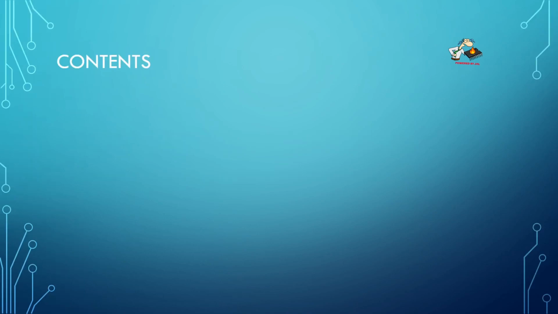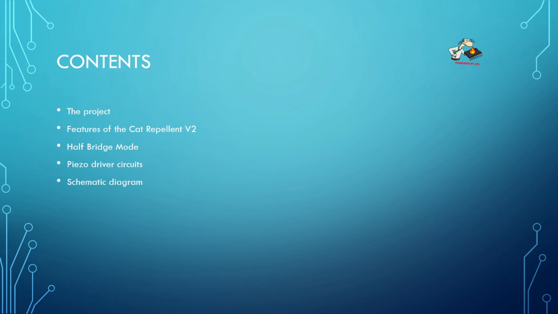So what will be the contents of this video? First, why I did this project. Then the features of the Cat Repellent version 2 and what version 2 is all about. Something about the half-bridge mode that I'm using to control the piezo buzzers. Then something about the piezo driver circuits that I investigated and the one that I'm using. The schematic diagram of this Cat Repellent.